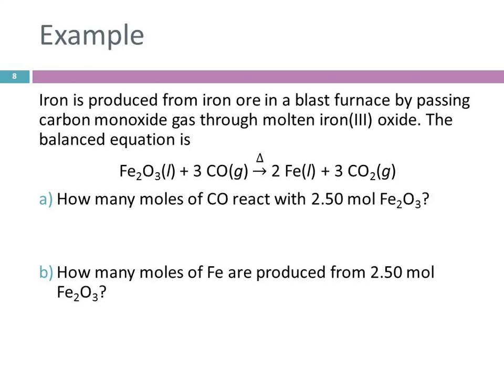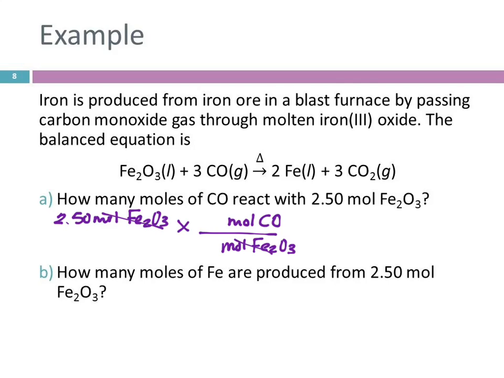So I'm just going to write this down, 2.50 moles of Fe2O3. I want moles of carbon monoxide, CO, and so I need to divide by moles of Fe2O3 because I want these units to cancel out. You with me?